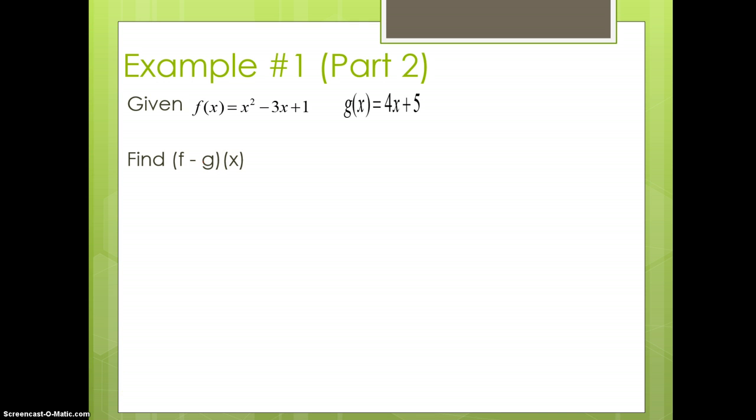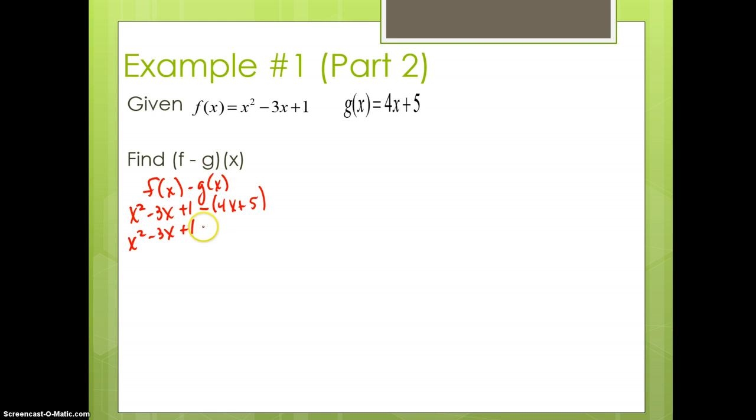So again, our first step is to write f of x minus g of x. Now we plug in. I've plugged in my f of x function. I'm subtracting my g of x. Notice g of x is 4x plus 5. I'm subtracting that whole piece. Make sure that you open the parenthesis and show that you're subtracting the entire g of x.